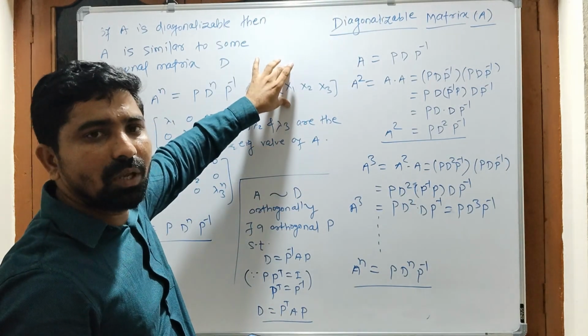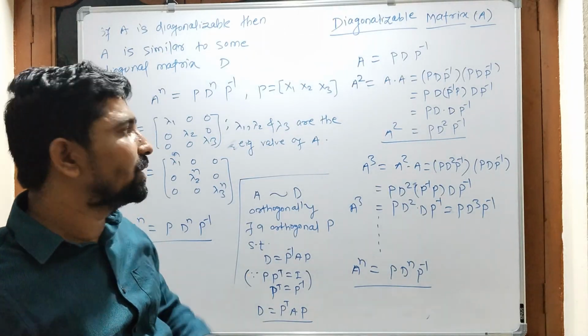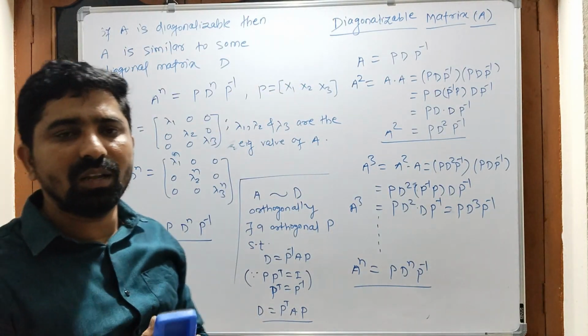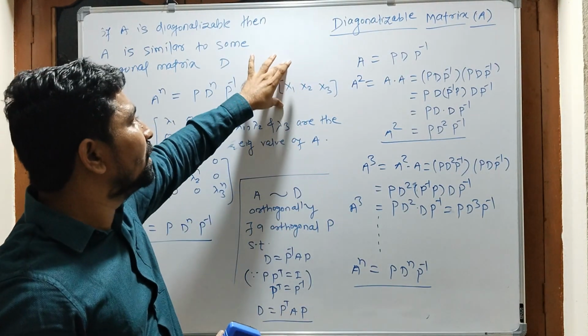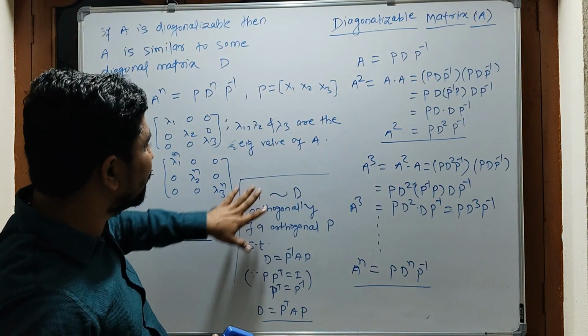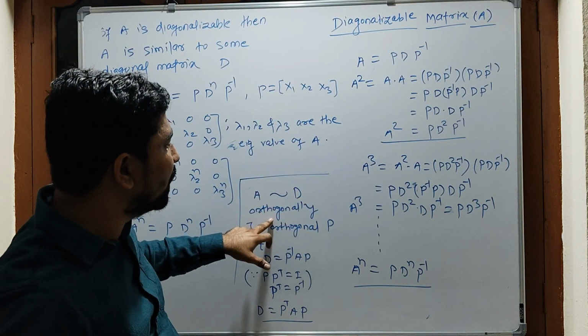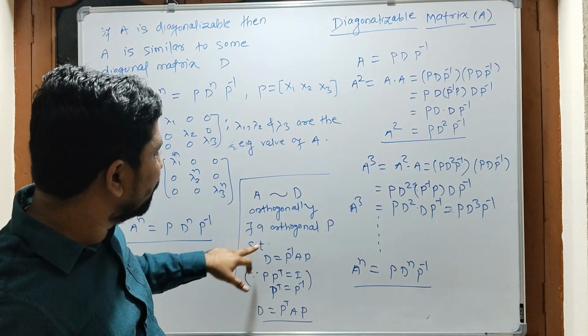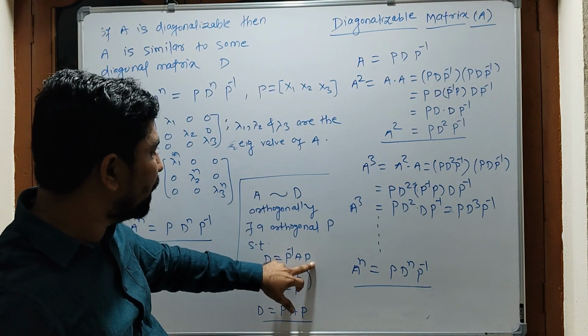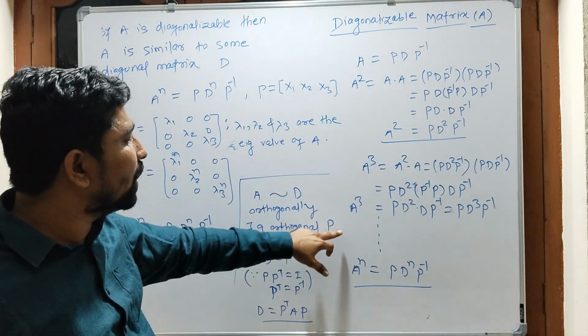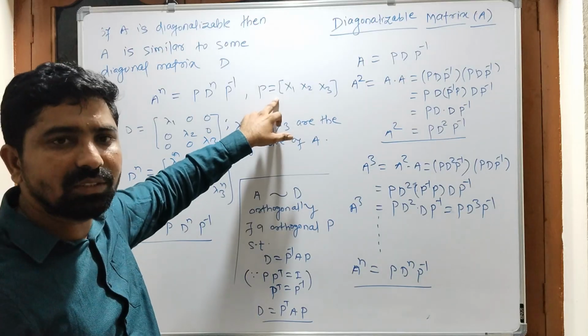Now this is my matrix P. Now we have to find the inverse of this matrix. Finding the inverse is again very time-consuming. So if A is orthogonally similar to D, then D can be written as P inverse A P. That is, there exists an orthogonal matrix, and this P matrix is orthogonal.